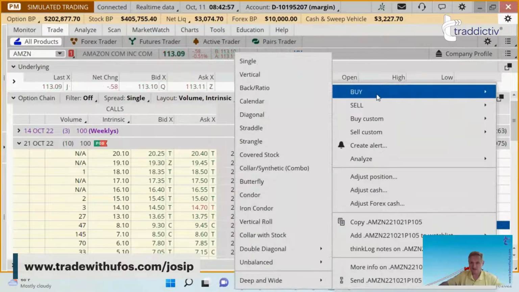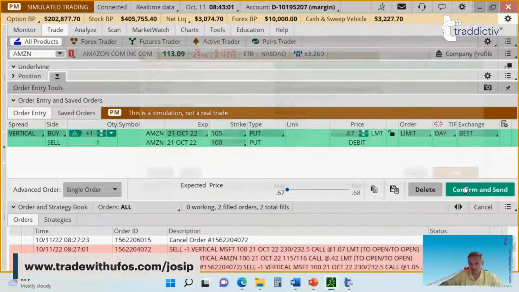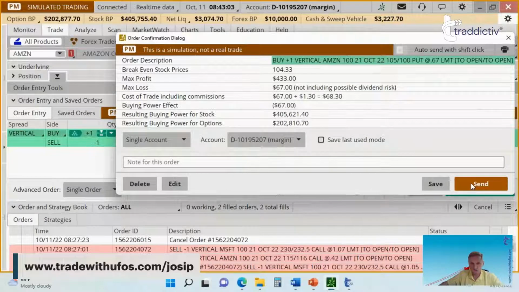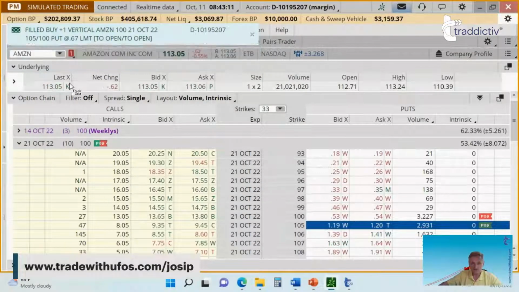Let's just fire this straight in. I mean, after all, this is a paper trading account. I already gave a disclaimer. 66 cents was what was quoted. This says a 67. Let's see when I'm going to get filled. I got filled for 67. Look at the beautiful thing.